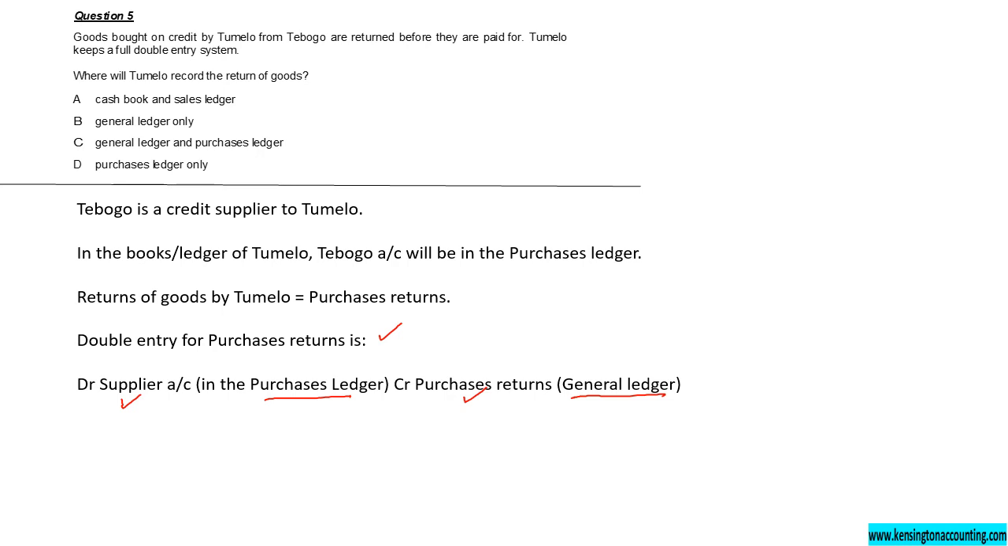Looking at the answers, answer A talks about cash book and sales ledger. Obviously, that's wrong. None of them are correct. Answer B says general ledger only. That's wrong because it also affects the purchase ledger. Answer C seems okay. D talks about purchase ledger only. That's also wrong because it also affects the general ledger. Therefore, the correct answer is C.